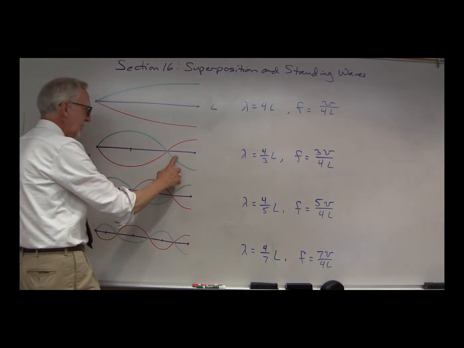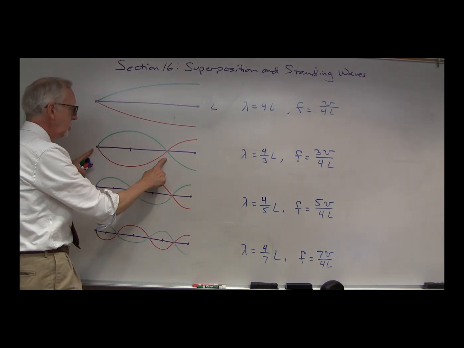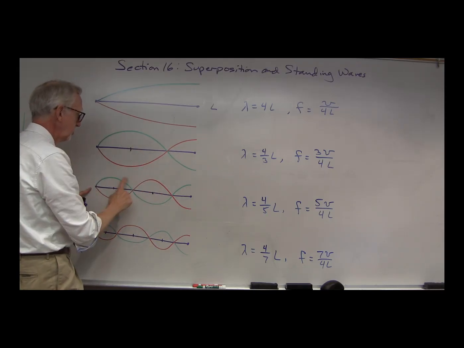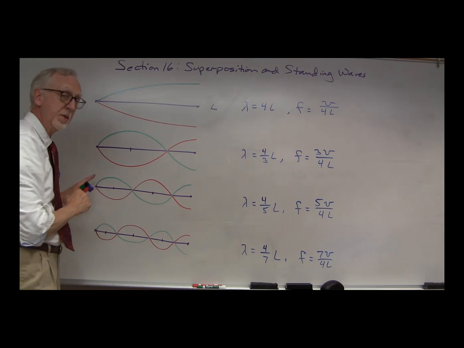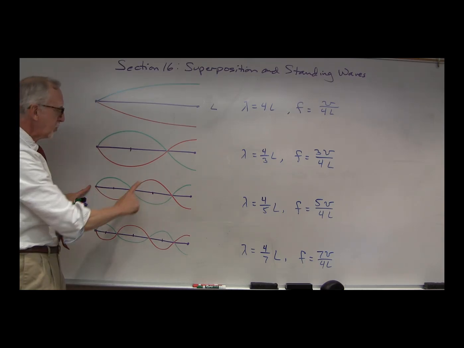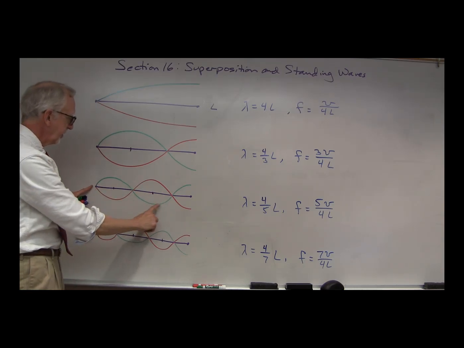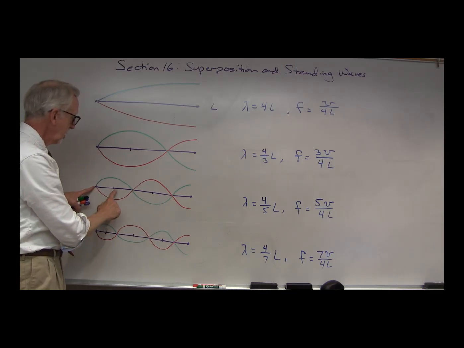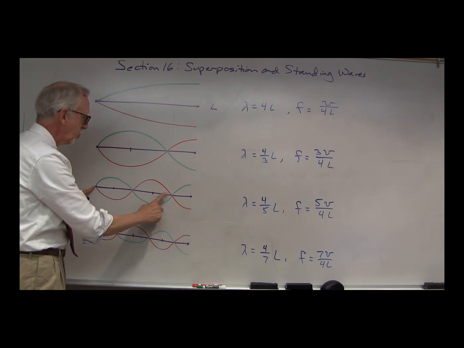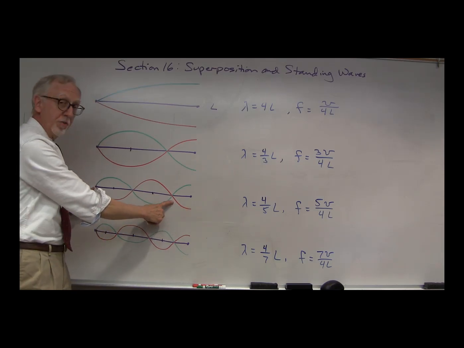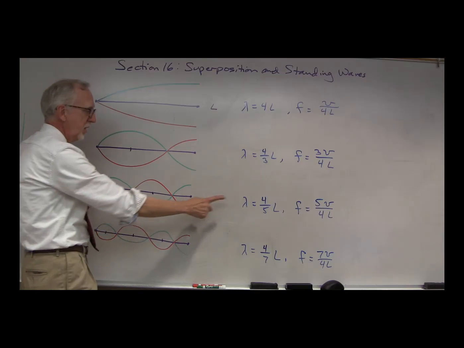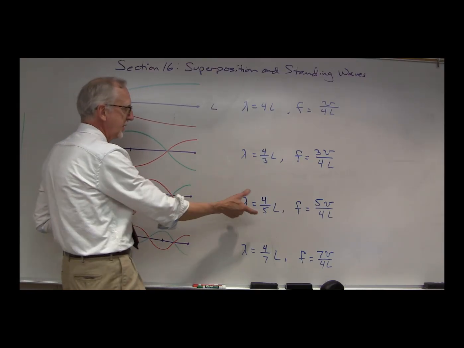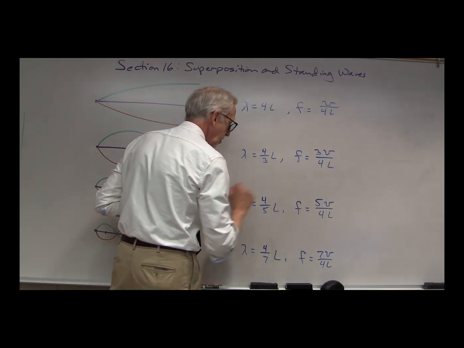Okay, what about this one? The next one would be, well, we went from 2 nodes to 3 nodes, 2 antinodes to 3 antinodes, so this would be the next one. What's the wavelength in this case? Well, here we've got a complete wavelength right here. If we divide this up into 5 parts, 1, 2, 3, 4, 5, the wavelength would be 4 of those parts, so 4/5 of the length of the chain. So lambda is 4/5 L. The frequency V over that is 5V over 4L.